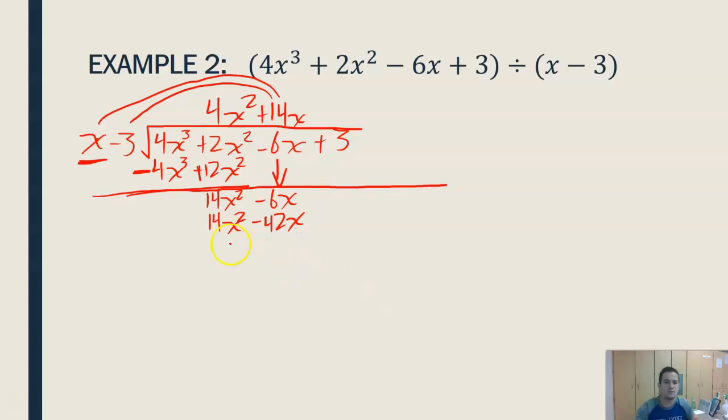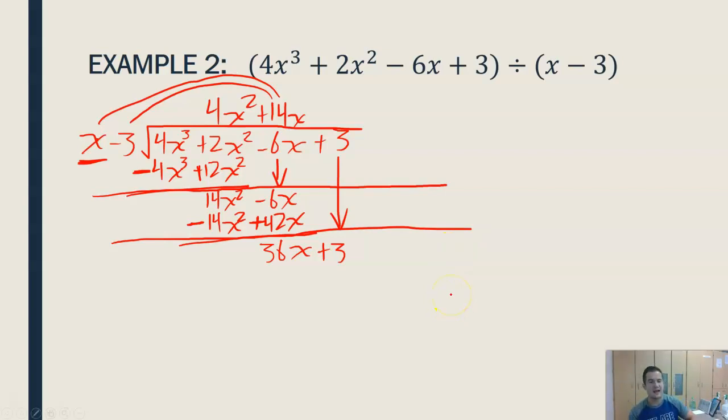So after I multiply those together, now I'm going to change the signs, or I'm going to subtract. 14x squared minus 14x squared is 0, so I can just ignore that. Negative 6x plus 42x is 36x. So I have my 36x. I'm going to drop down my positive 3. I'm going to drop down the next term. And I'm going to repeat.